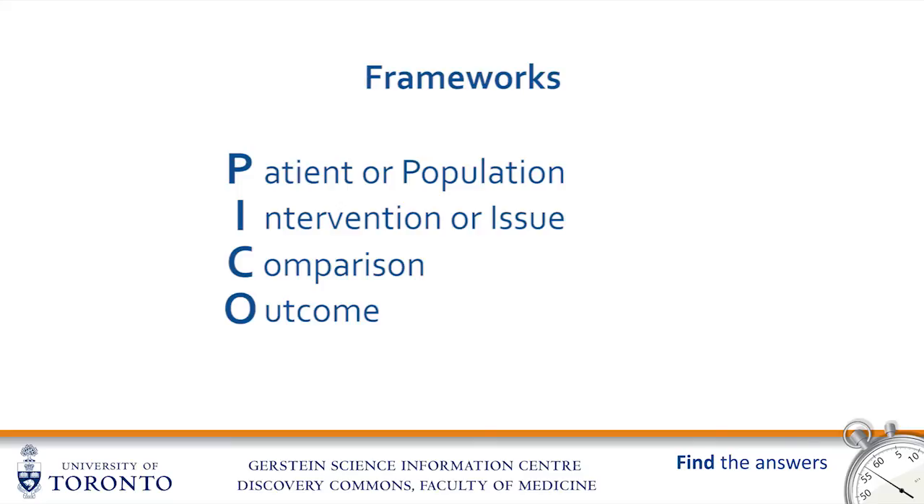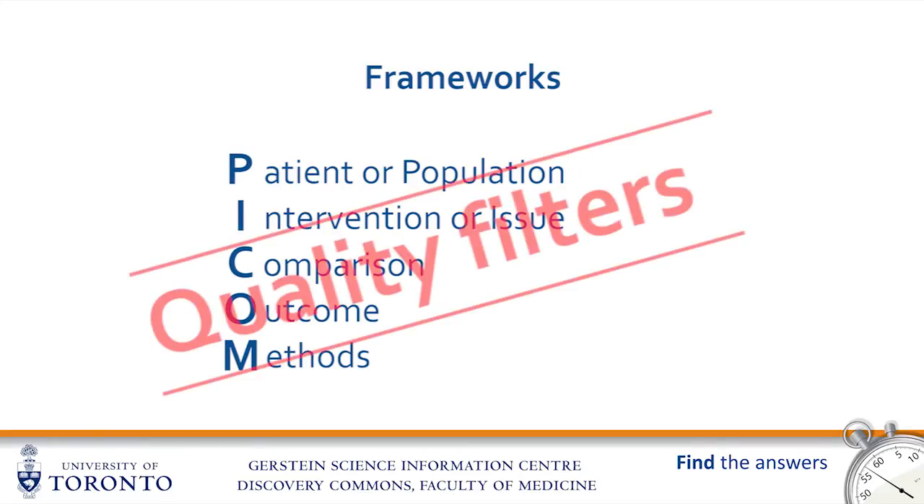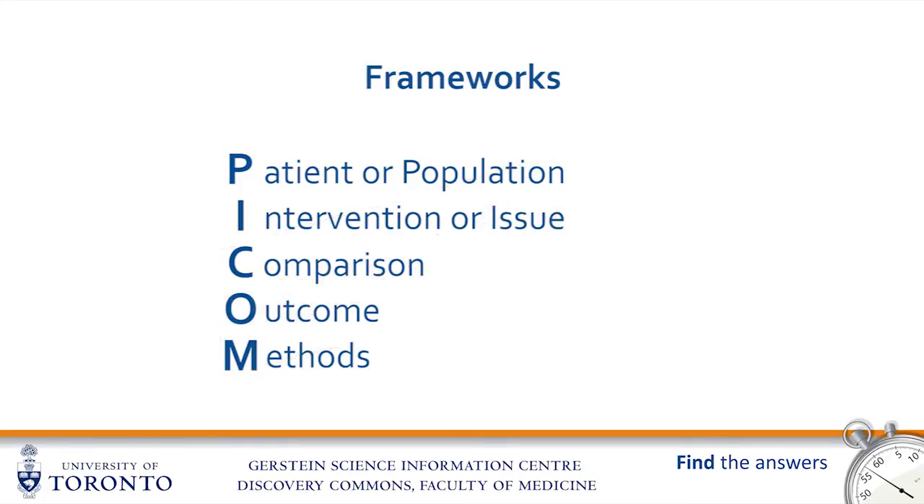If you're only interested in studies using certain methodologies, for instance, randomized controlled trials or questionnaires, you can add a method or study type to PICO. These are also called quality filters, since they narrow your results by quality. Not all PICO elements have to be included in your search, but it's useful to write them out. This helps you clarify your search objectives and will help you critically assess your search results.